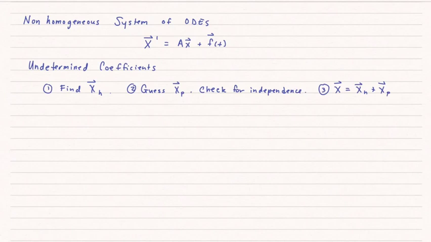Just like before, we first find our homogeneous solution, then we guess our particular solution, checking for independence, and then we put together our final solution as a homogeneous solution plus the particular solution.